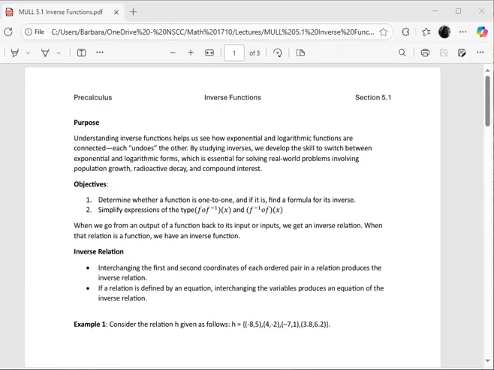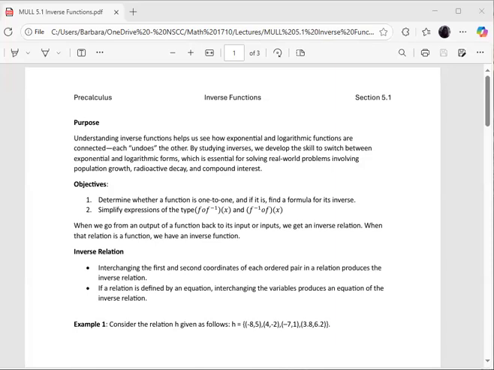So the objectives are to determine if a function is one-to-one, and if it is, find a formula for its inverse. And then we will simplify expressions of the type f of inverse f and inverse f of f, which are composite functions. And so when we go from an output of a function back to its input or inputs, we get an inverse relation. And when that relation is a function, we'll have an inverse function.